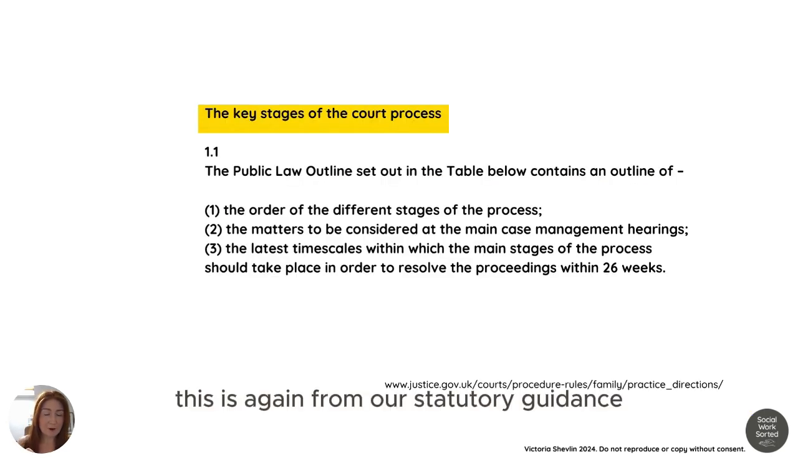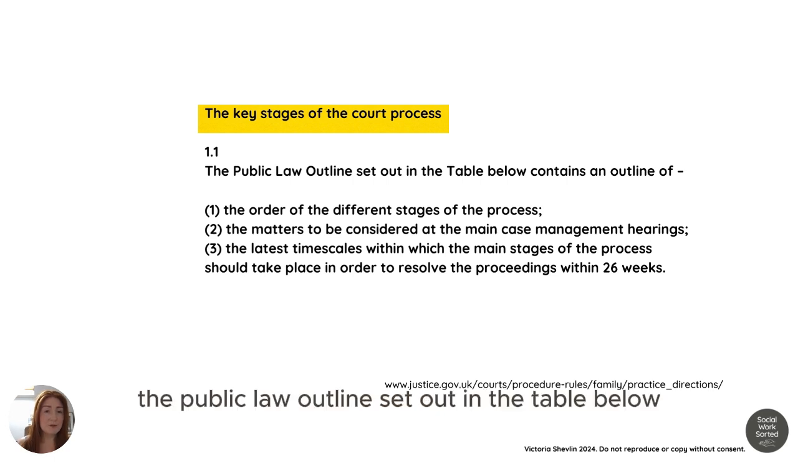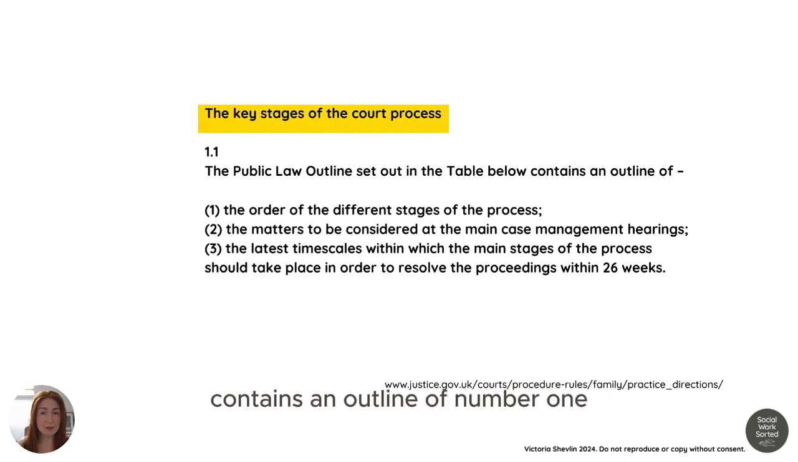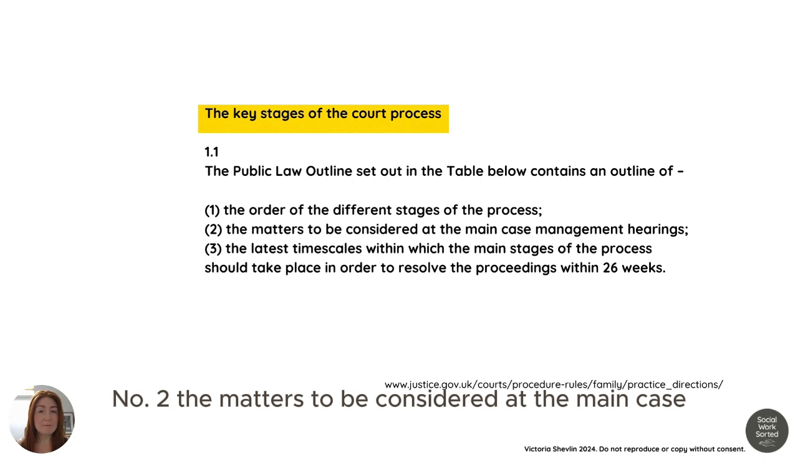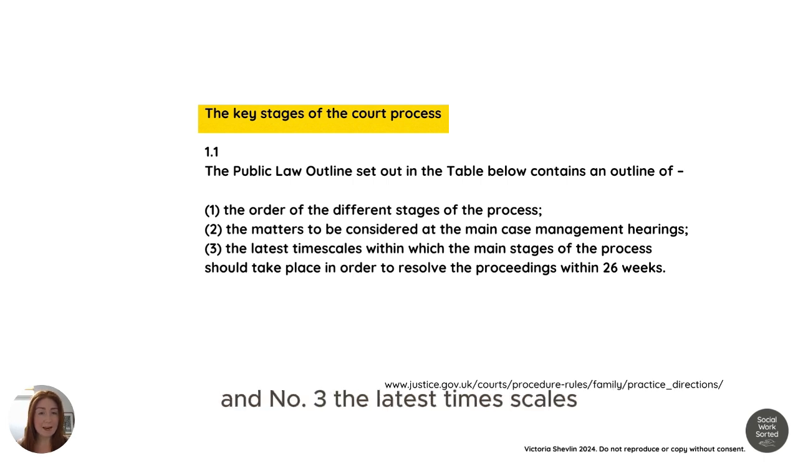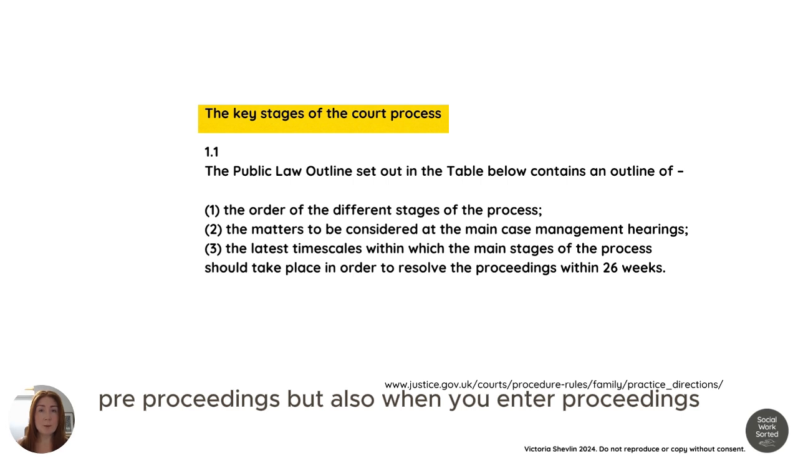This is again from our statutory guidance, and it talks about the key stages of the court process. It says the public law outline set out in the table below contains an outline of, number one, the order of the different stages of the process. Number two, the matters to be considered at the main case management hearings. And number three, the latest timescales within which the main stages of the process should take place in order to resolve the proceedings within 26 weeks. So the public law outline is talking about numerous parts of the process, pre-proceedings, but also when you enter proceedings.